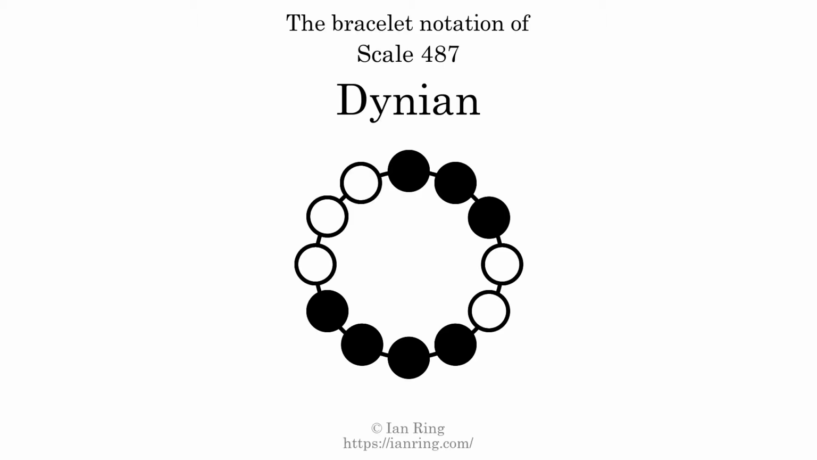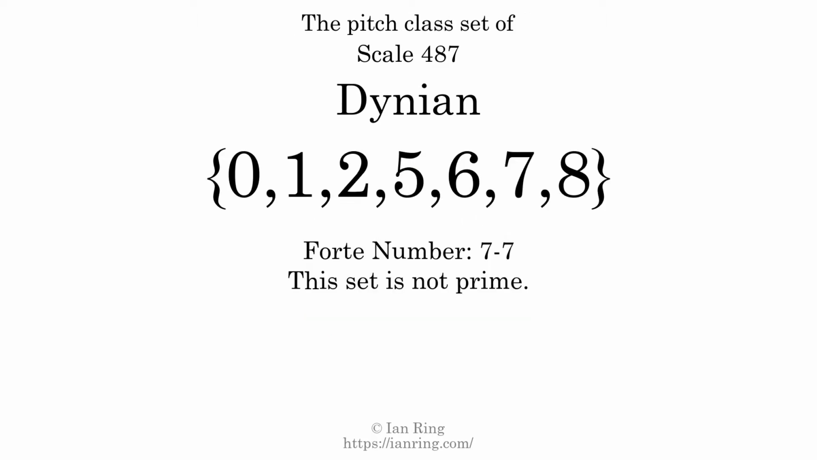This is a bracelet notation diagram of scale 487. The shaded circles represent tones that appear in the scale, and they are read clockwise, starting at the top. The pitch class set for this scale is 0, 1, 2, 5, 6, 7, 8. The forte class is 7-7. This set is not prime.